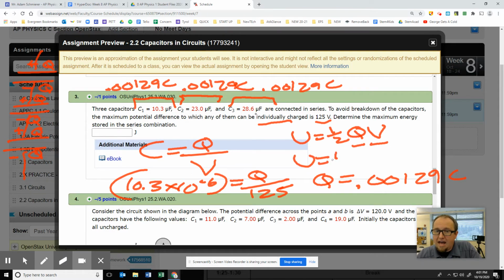But remember the last question we talked about, we substituted in. I'm going to get Q squared over C. That's going to be a little bit easier. So I can plug in that Q and square it, and then divide it by the C and 1/2. Big thing is when you do that, Q is 0.00129 squared all over C. So my first one is 10.3 times 10 to the negative 6.